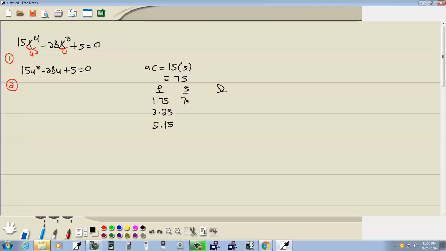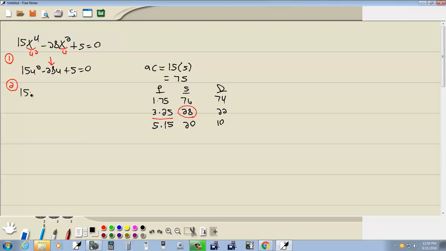Now the S column, S for sum. 1 plus 75 is 76, 3 plus 25 is 28, 5 plus 15 is 20. D for difference. Subtract smaller from larger. 75 minus 1 is 74. 25 minus 3 is 22. 15 minus 5 is 10. Always the number we're looking for is a number in our middle term, which is 28. So we're going to use 3 and 25.